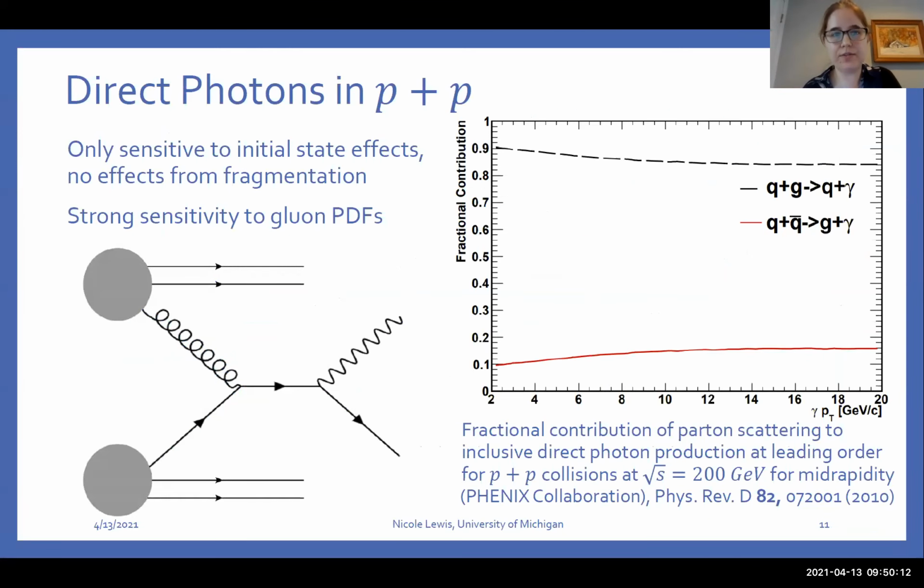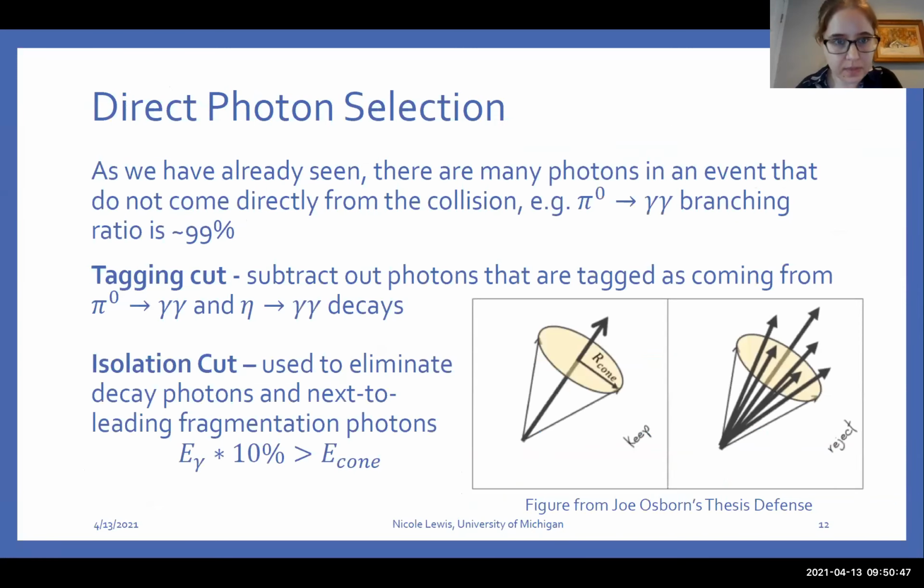Switching gears now to direct photons. Direct photons come directly from the hard scattering event, and therefore they are only sensitive to initial state effects. They don't include any effects from fragmentation. And as you can see from this plot, at midrapidity, the production mechanism is dominated by quark-gluon to quark-photon. And so this is a uniquely clean way of extracting gluon PDFs. It's sensitive to the gluon dynamics in the proton at leading order.